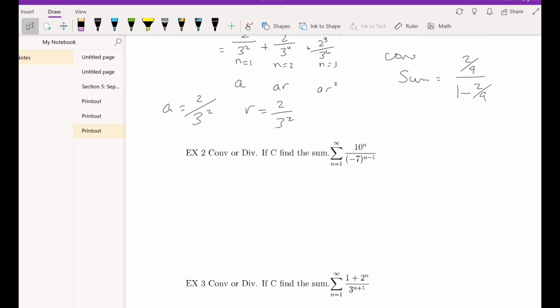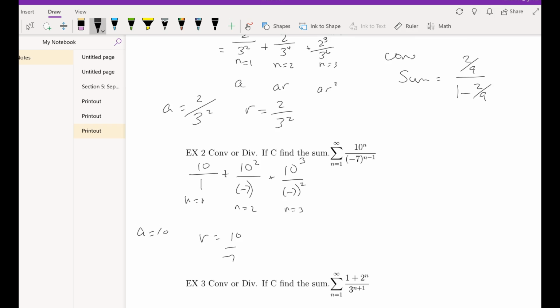Moving to the next one, let's plug in n equal 1. So I get 10, and I will get 7 to the 0 power, so that's 1 in the denominator. The second term, I'll get 10 squared over negative 7 to the 1 power for n equal 2. And for n equal 3, just to make sure it works, 10 cubed over negative 7 squared. So a is equal to 10, r is equal to 10 over negative 7.